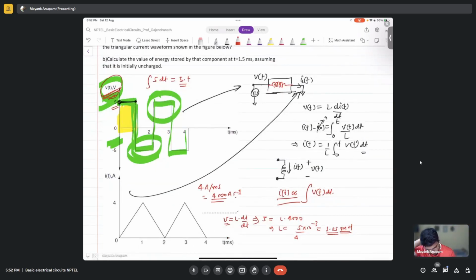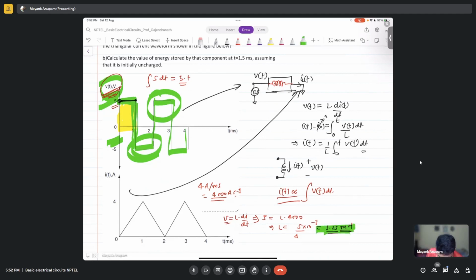So is this clear to everyone? Sir, I have a different approach. If i(t) and the integral of v(t) dt are proportional, then dividing i(t) by the integral of v(t) dt at some chosen point will give the proportionality constant. So I will choose a point of time equal to 1 millisecond. Their i(t) is 4.